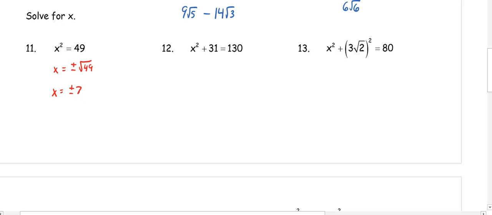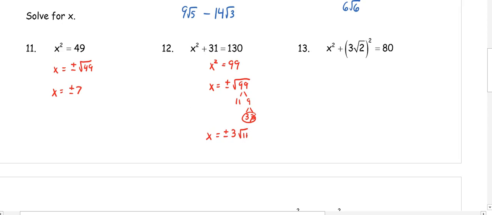Number 12, before I can take the square root, I have to subtract 31 from both sides. So I get x squared equals 99. Then we have to take the square root of both sides. So we get x equals plus or minus the square root of 99. 99 breaks down into 11 and 9. 9 breaks to 3 and 3. So we have a pair of 3s that come out front. So x equals plus or minus 3 root 11.